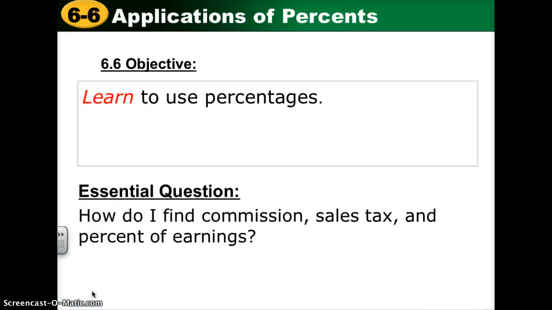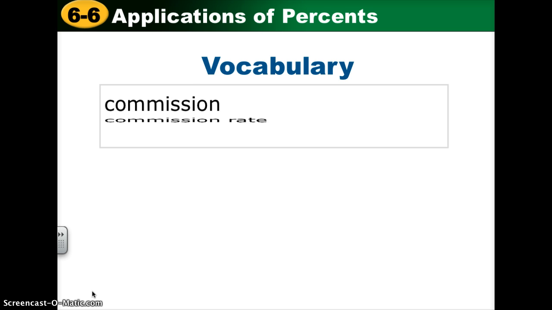Chapter 6, Lesson 6 Objective. Learn to use percentages. Essential question: how do I find commission, sales tax, and percent of earnings? Our first vocabulary terms are commission and commission rate.